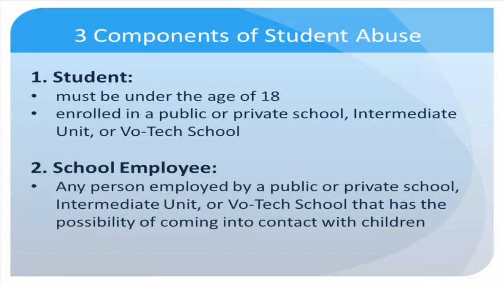We will review the three components of student abuse. A student must be under the age of 18 and be enrolled in a public or private school, intermediate unit, or VOTEC school. A school employee is any person employed by a public or private school, intermediate unit, or VOTEC school that has the possibility of coming into contact with children.